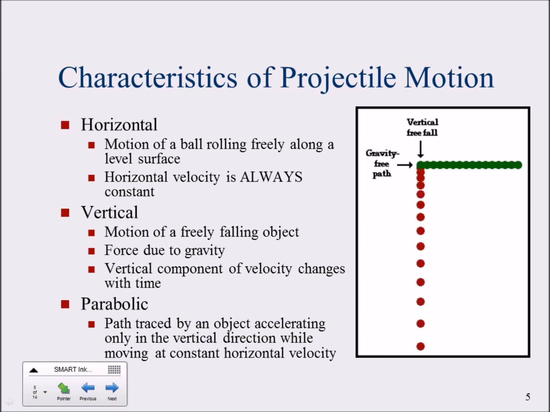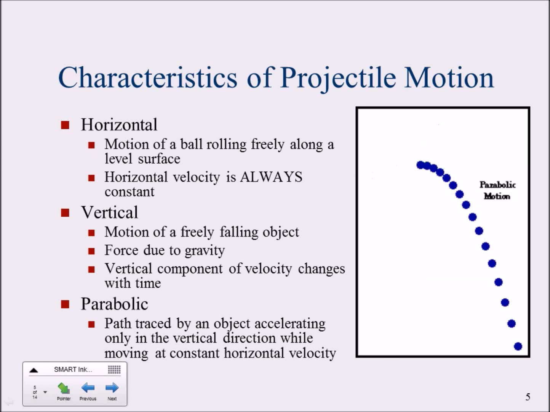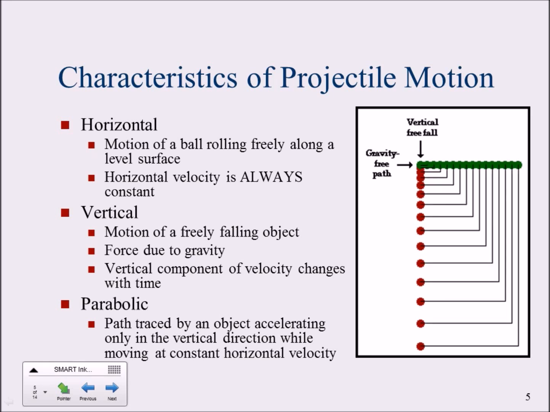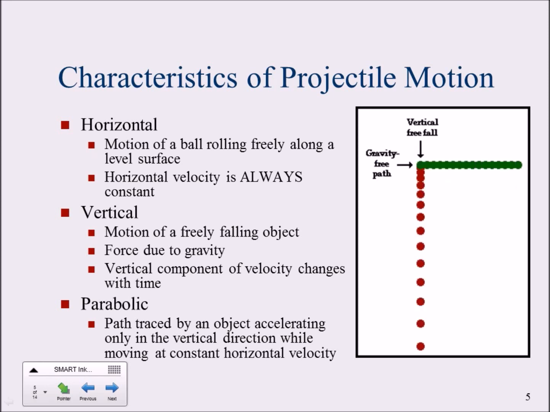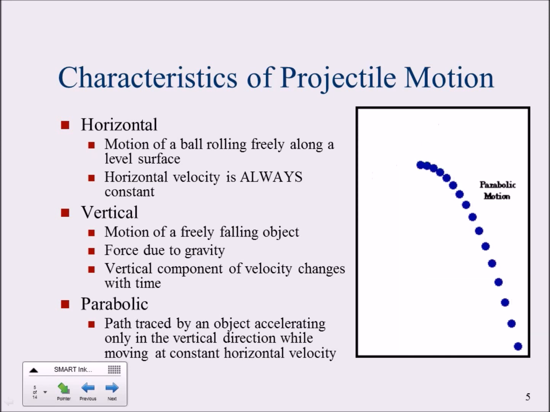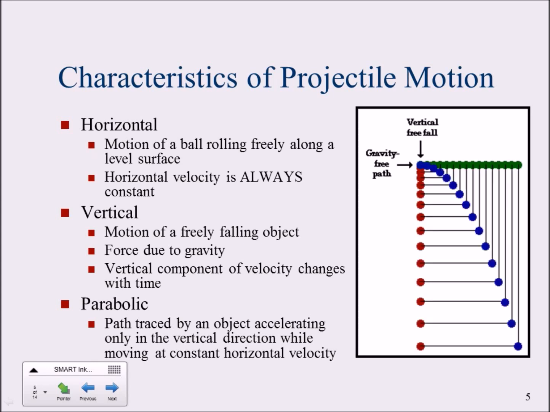In the vertical direction, it's exactly equivalent to an object in free fall. The only force acting is the force of gravity. The vertical component of the velocity changes with time. And so the red object in this animation, that would be an object in free fall. It just falls straight down, but that is accelerating because that distance that it travels each fraction of a second, each tenth of a second, keeps getting bigger and bigger and bigger. So it's going faster and faster and faster.